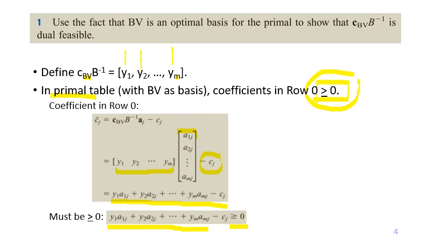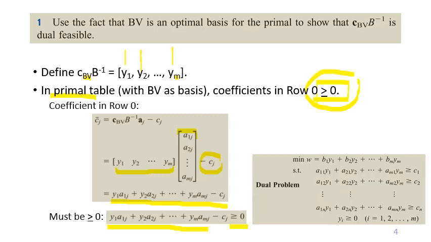Now, if we look at our dual problem and notice the constraint, we exactly see the same thing. You just need to move Cj to the other side, and this is exactly the dual constraint. What does this mean? This means that CBV B inverse is feasible in the dual problem.